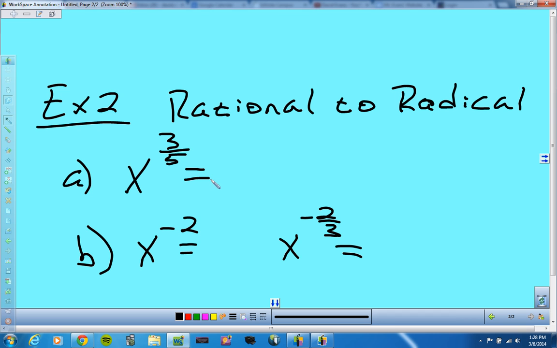Okay, so where's the 5 go? Index. So it's the fifth root of x cubed to the third power, right? So underneath the radical, right next to the x, that's where you put that thing. So you learned this first semester. We had a properties of exponents section.